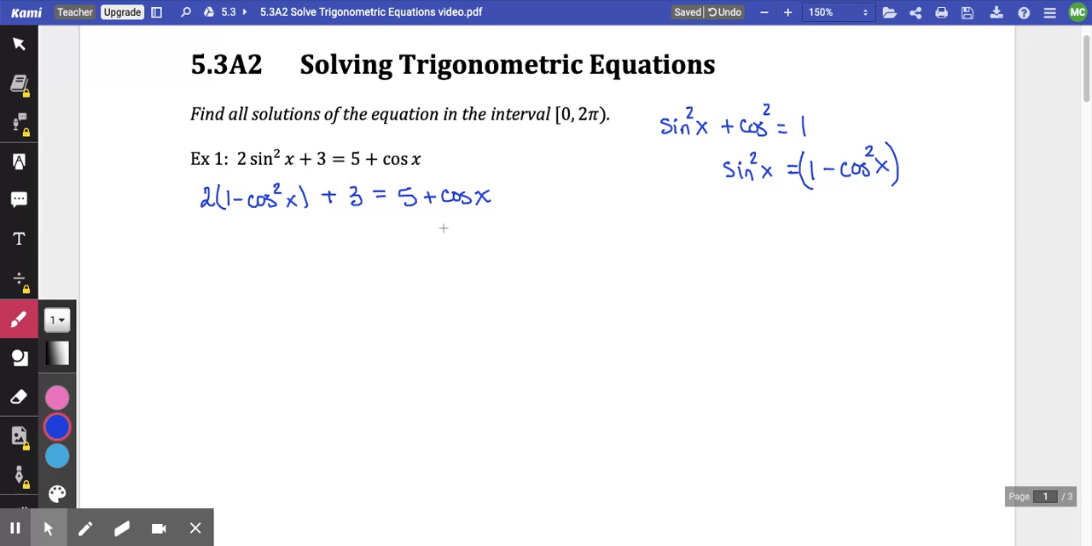Alrighty, so now in my equation, the only trig expression that I have anywhere is a cosine expression. So that'll make it a little bit easier to solve. So I'm going to go ahead and get rid of the parentheses here by distributing that 2.